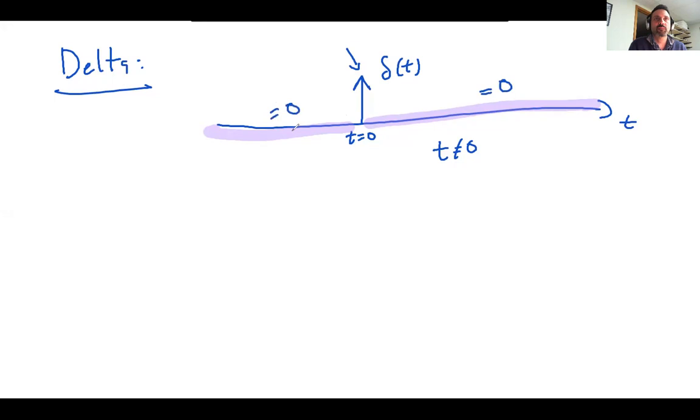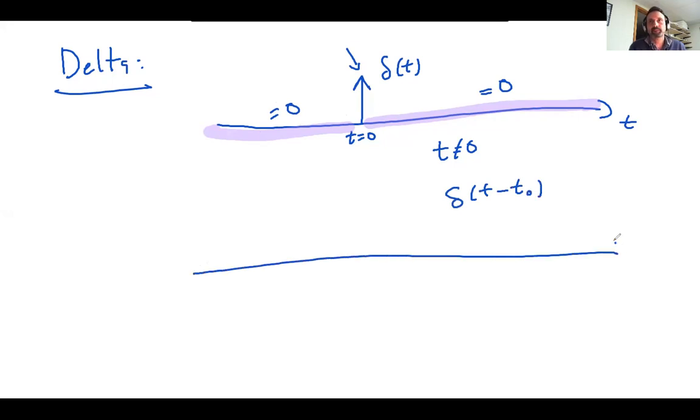What happens if I have delta of t minus t naught? Well, the argument of the delta function has to be equal to zero at some point. What value of t makes the argument of the delta function equal to zero? t equals t naught. So at value t naught, that's where the non-zero value of the delta function occurs. And everything else is zero.